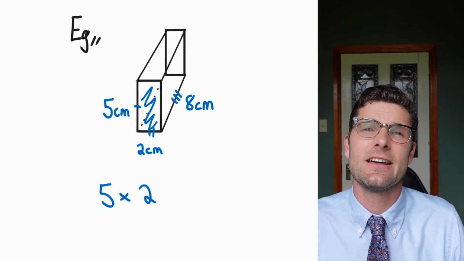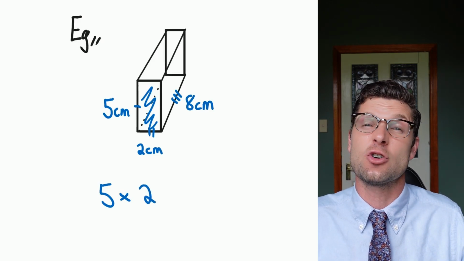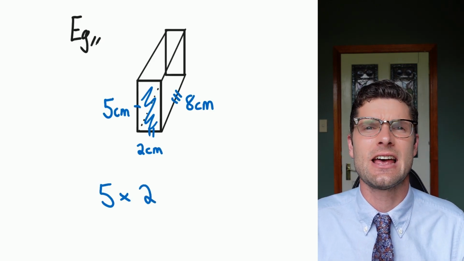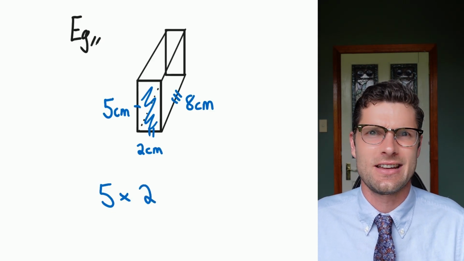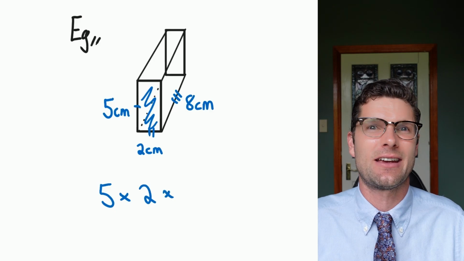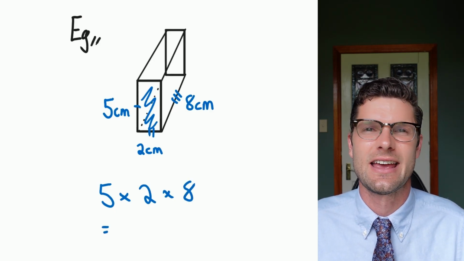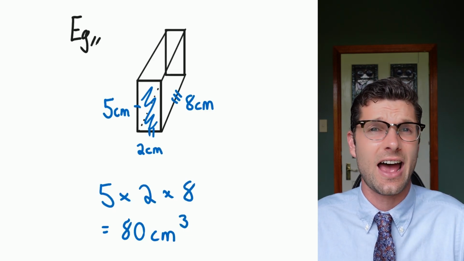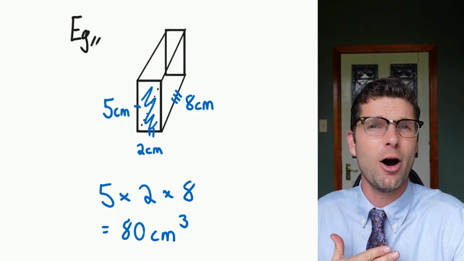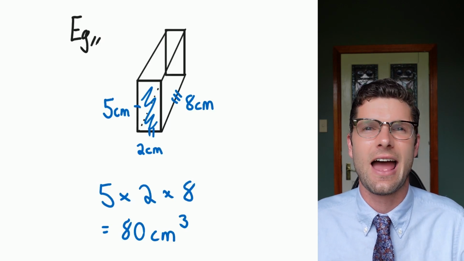And then we're saying that it goes back 8 centimeters, or there would be 8 rows of this same cross section again and again. So because it's there 8 times, I just have to multiply it by 8. So that becomes 5 times 2 times 8, which is equal to 80 centimeters cubed. That's all there is to it. As long as we've got that front area multiplied by how far back, happy days.